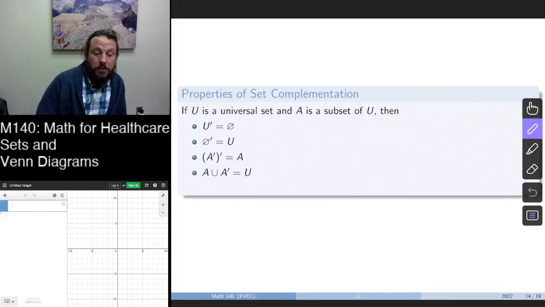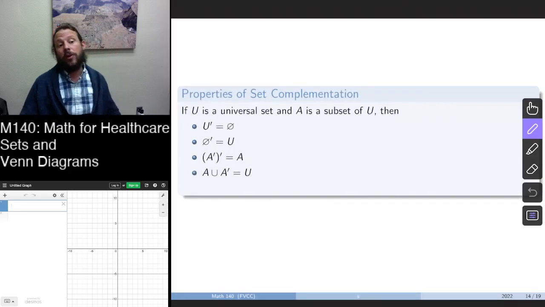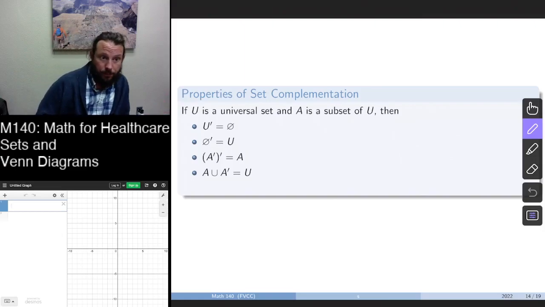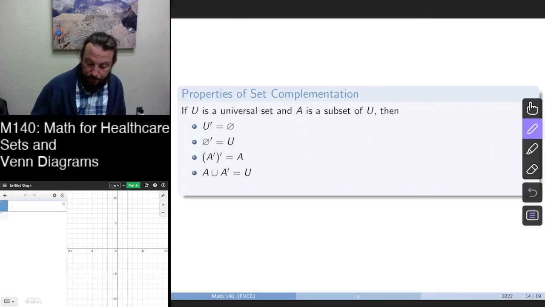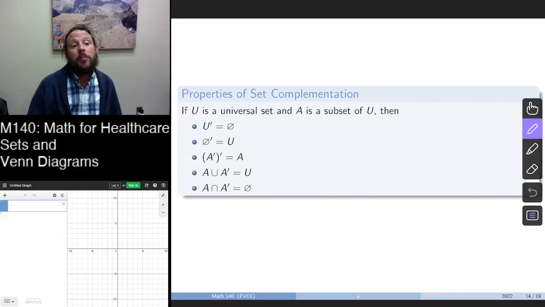And A union A complement equals the whole universal set. And the intersection of A and A complement is empty. In other words, A and A complement are disjoint sets.